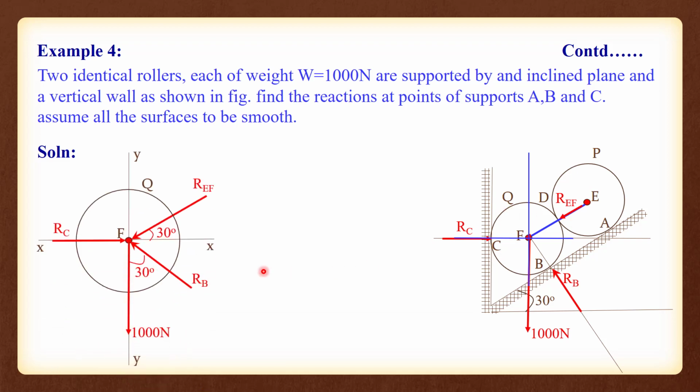Now we will draw the free body diagram of Q here. How many forces are there? 1000 Newton, then RB, REF and RC. If you want to apply the method of resolution, we need to know the angles made by these inclined forces with the x or y axis. For that, again we will consider this triangle. We know this angle is 30 degree, and this is 90 degree, so this will be 60 degree. Now in this triangle, this is 60, this is 90, so this angle will be 30 degree. So the angle made by RB with the vertical will be 30 degree itself.